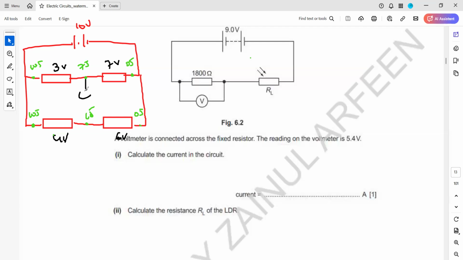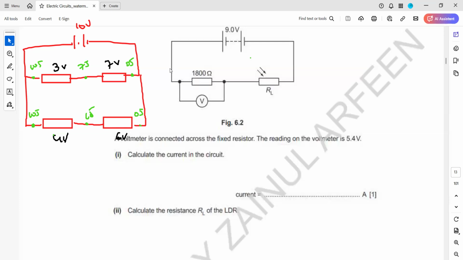If I connect a voltmeter here, here is 6 and here is 7. So what is the reading on the voltmeter? 1. Because a voltmeter records the potential difference. So this is when two branches are there in series, the voltage divides and the current is the same.